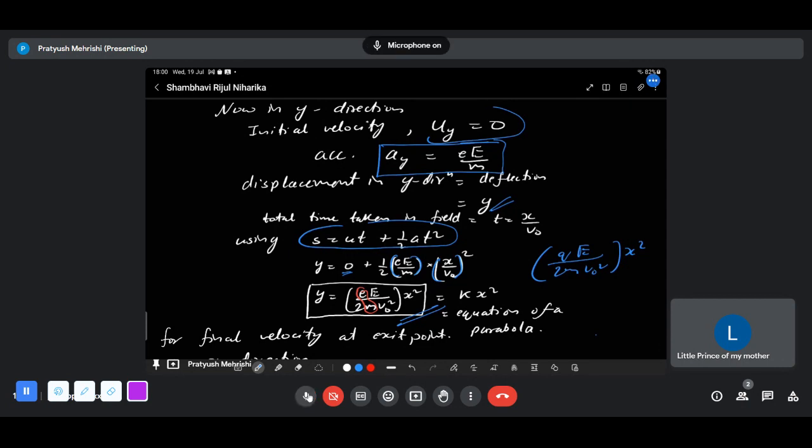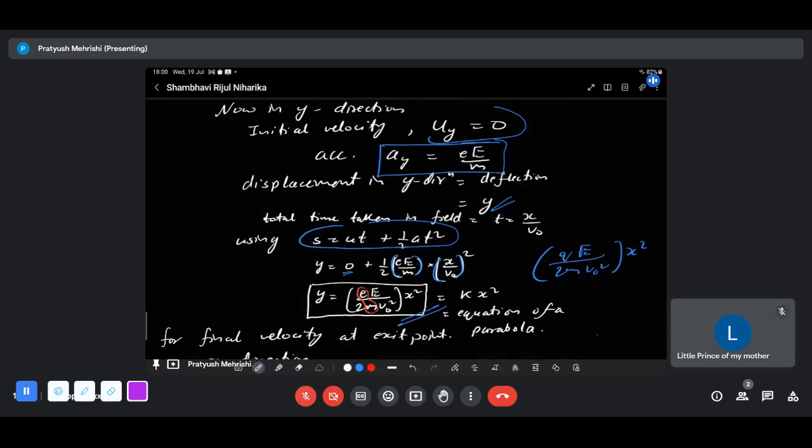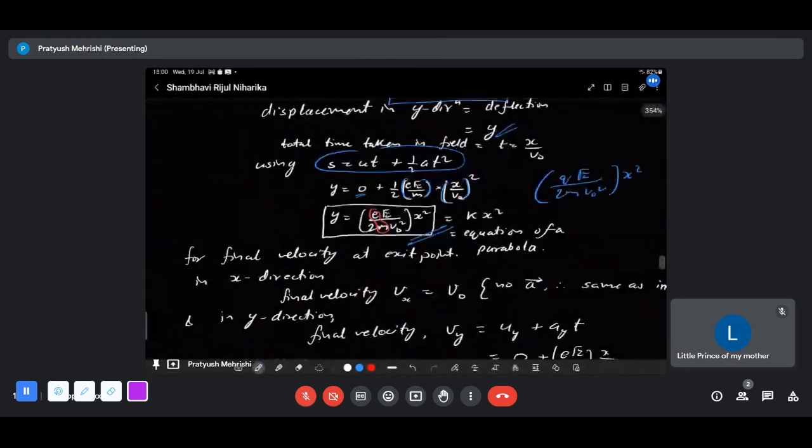So this y is equal to k x square. This is the equation of parabola. What is that? This is the equation of parabola. Got it now?